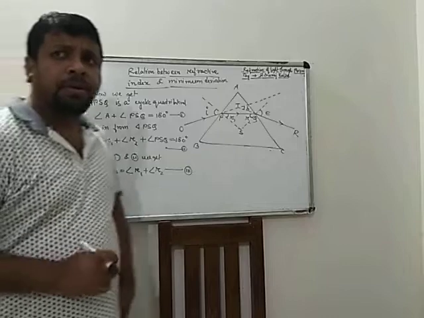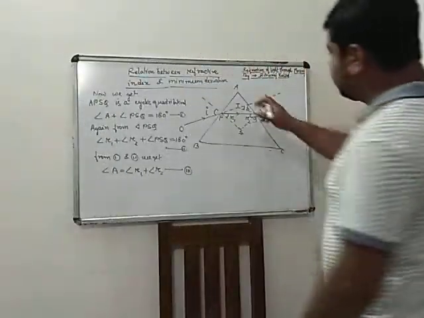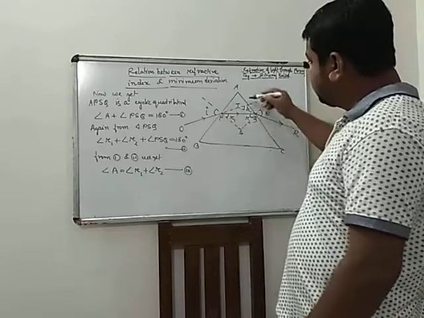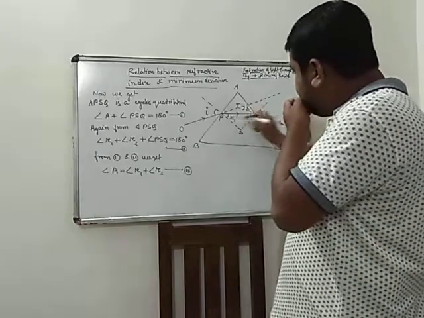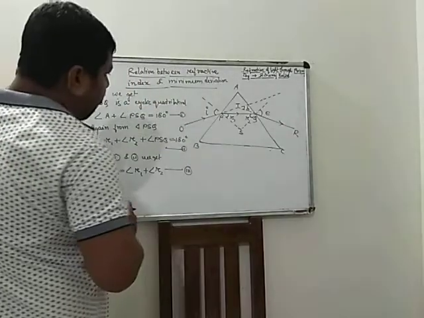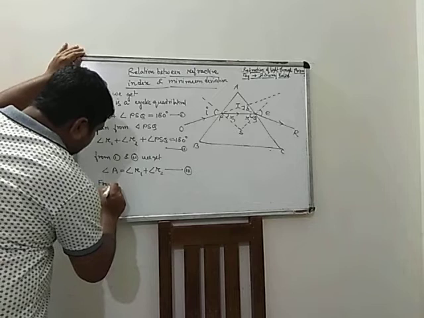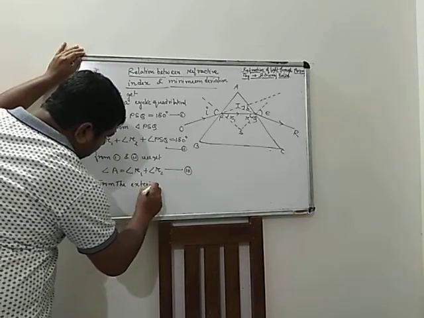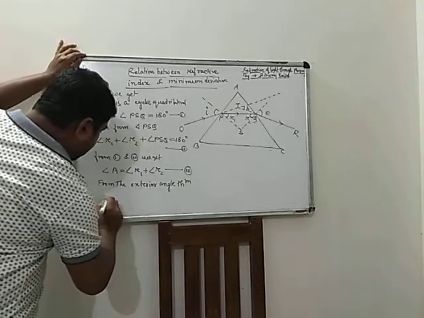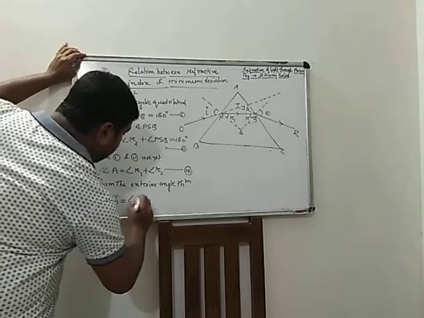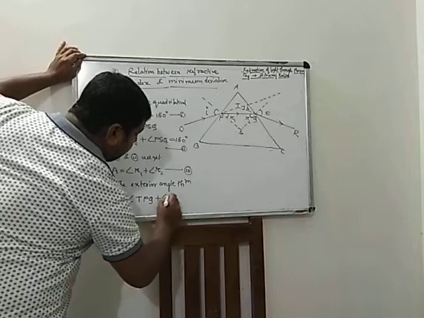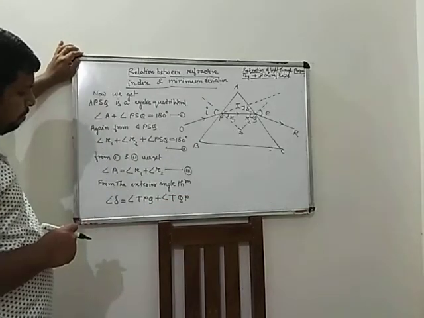Again, from the exterior angle theorem, this delta equals angle TPQ plus angle TQP. Delta equal to TPQ plus TQP.